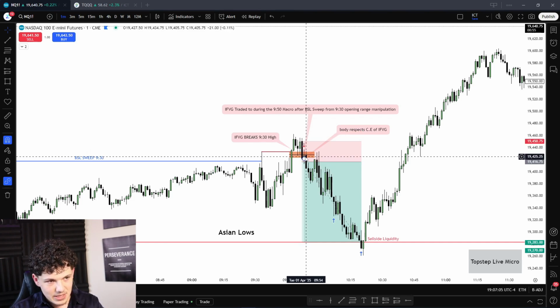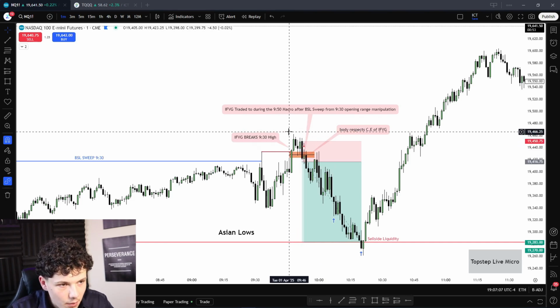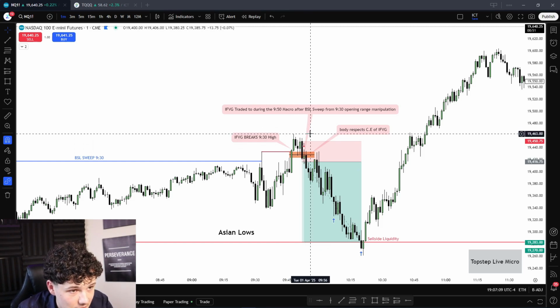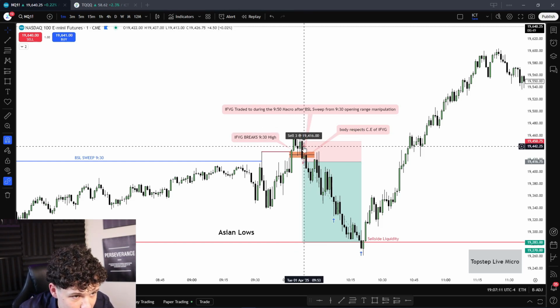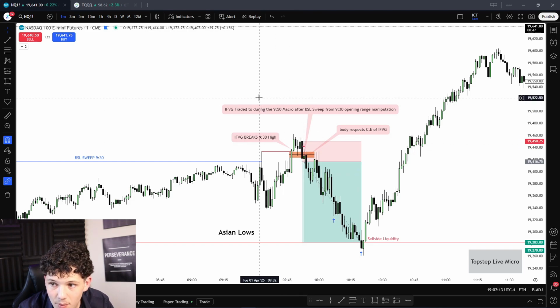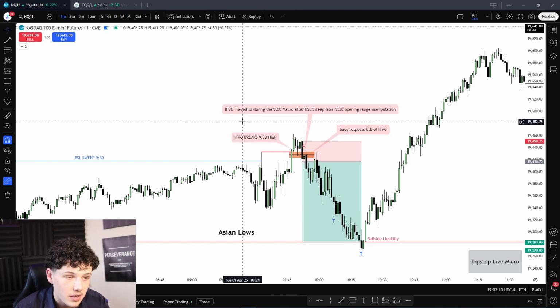It trades down lower, trades into it. Look at the body, respect consequent encroachment. See that? Look at what I did here. I waited for the body to respect consequent encroachment before I got into my position. See where that arrow is? I waited for price action to confirm my entry on this inversion fair value gap. I did not take the entry as soon as it traded into it.